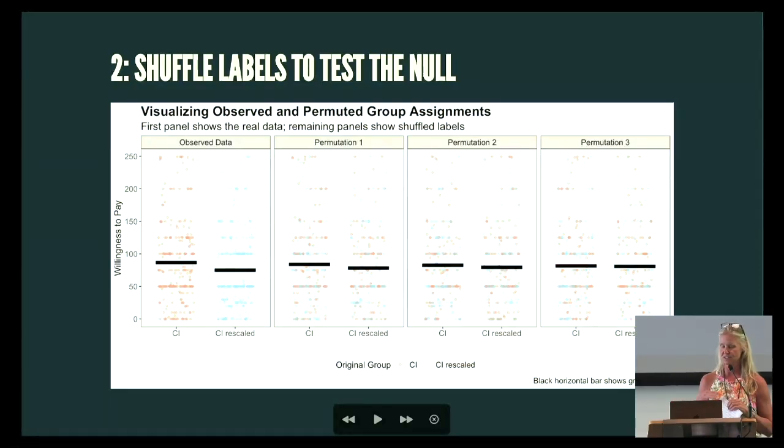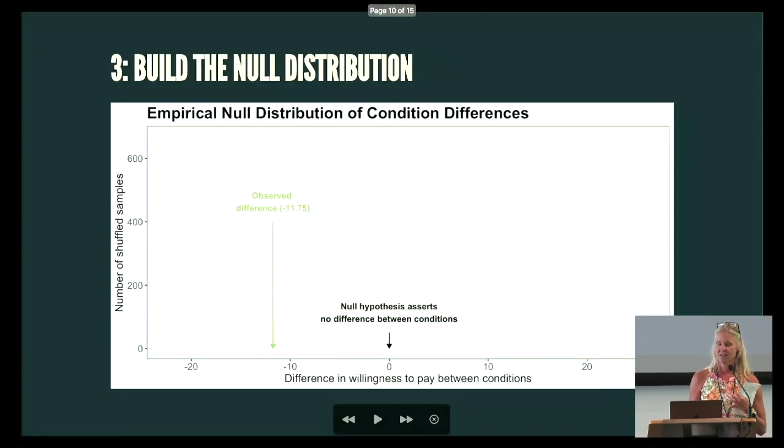And in this graph, the first panel shows the difference in the real data. The remaining panels show the difference in 3 different shuffled data sets. So in this way, this null world emerges step by step to students. So they shuffle the data, they compute the mean difference in each of the shuffled data sets, and these 5,000 differences between these means form this hands-on sampling distribution under the null.